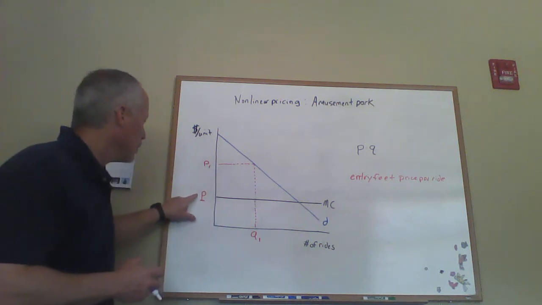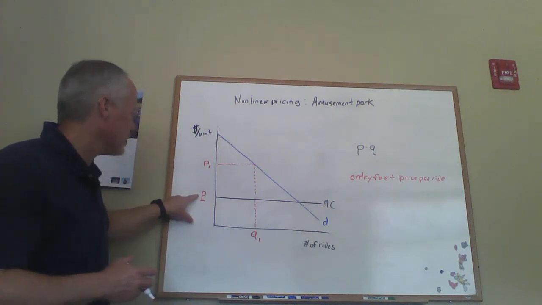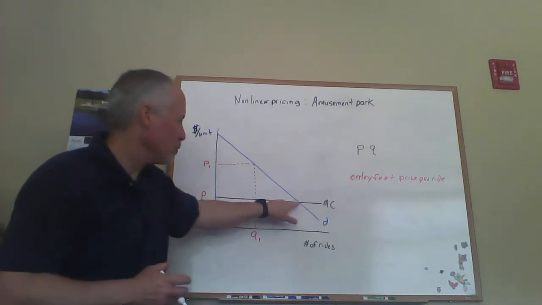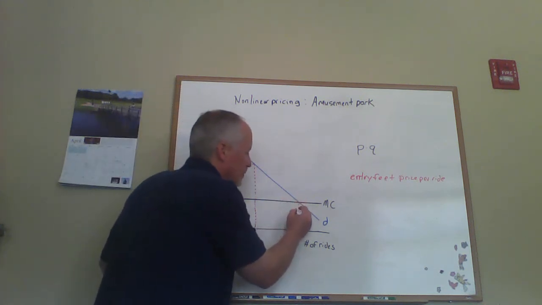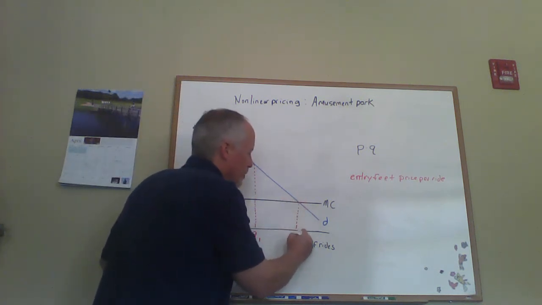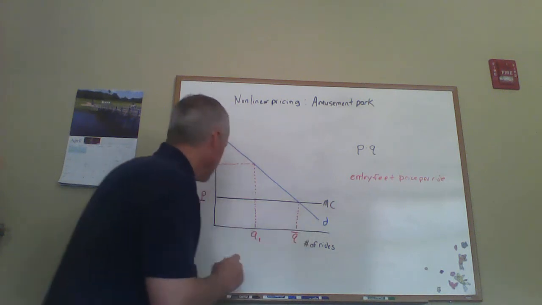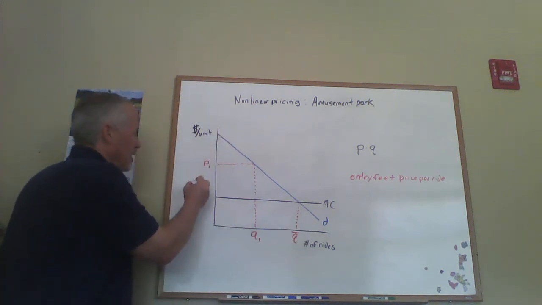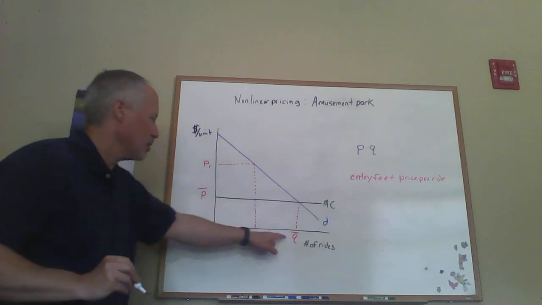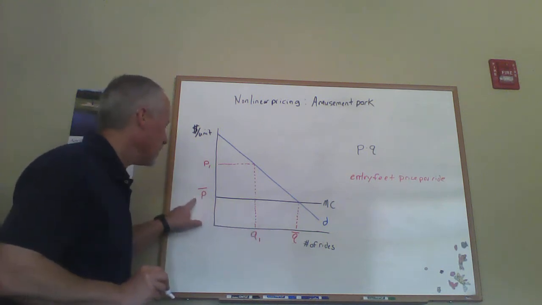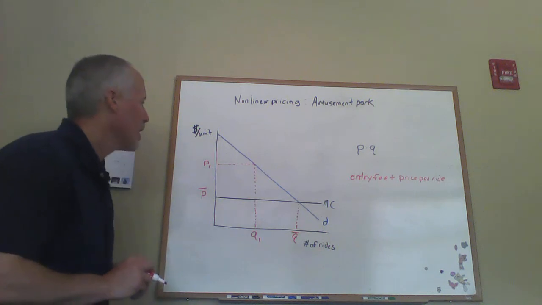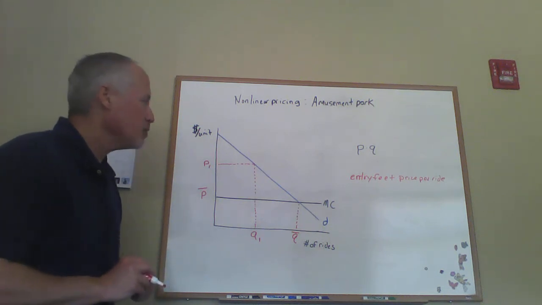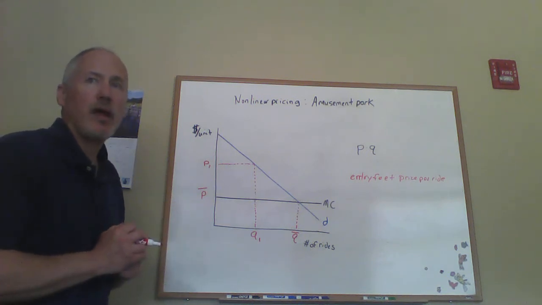Well, if you face a price per ride of P bar here, then if you do enter the park, you're going to ride this number of times. We'll call this Q bar. So if you face a price of P bar per ride, you're going to ride Q bar number of times. But now you've got to pay an entry fee too. Are you going to want to pay the entry fee?